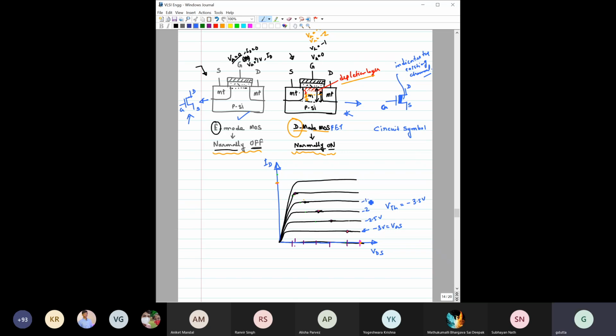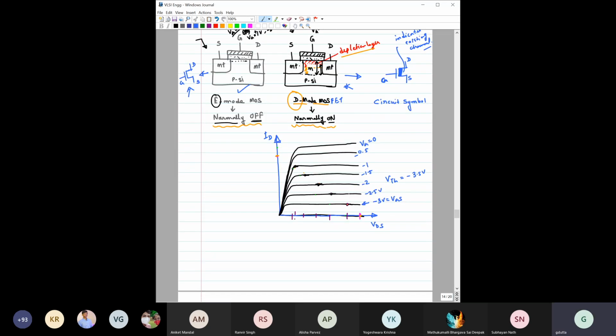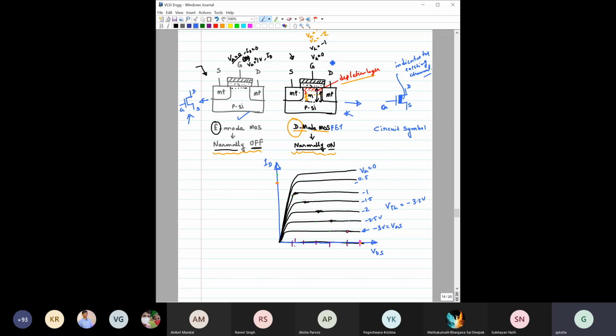Minus 2, minus 1.5, minus 1, minus 0.5. And if you want to take one more, probably you can take one more here, and say this is for gate voltage equal to 0. Any doubt? No doubt, right? So it would be like this. So for gate voltage 0, the ID-VDS characteristics would look something like this, right? Okay. So I hope now this E mode part is clear to you.